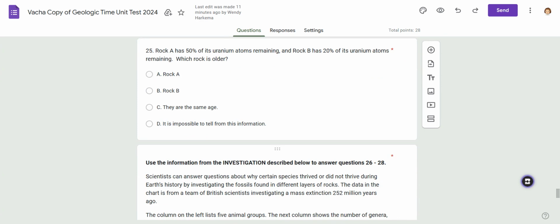Number 25, rock A has 50% of its uranium atoms remaining, and rock B has 20% of its uranium atoms remaining. Which rock is older? A, rock A, B, rock B, C, they are the same age, D, it is impossible to tell from this information.